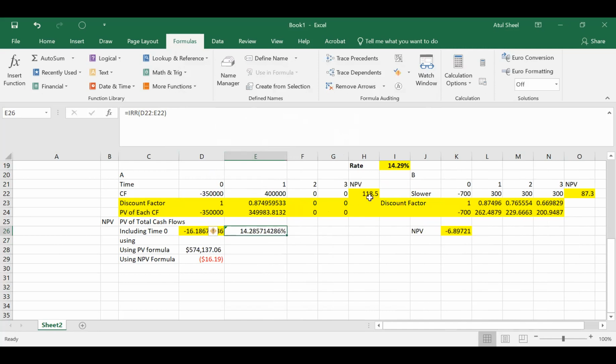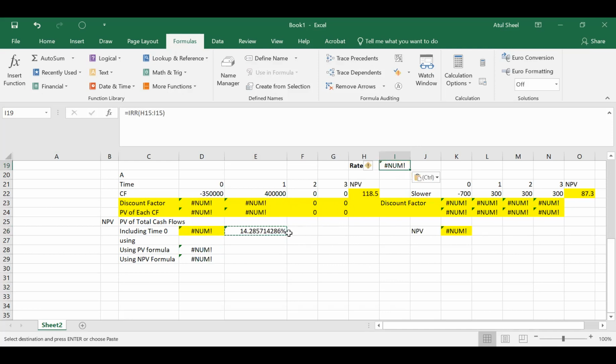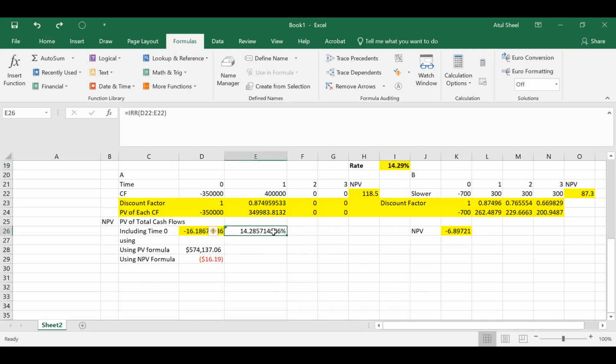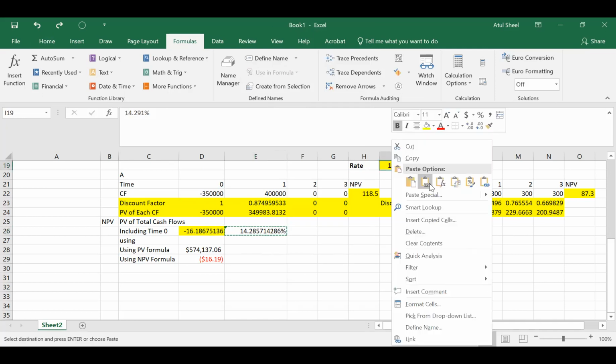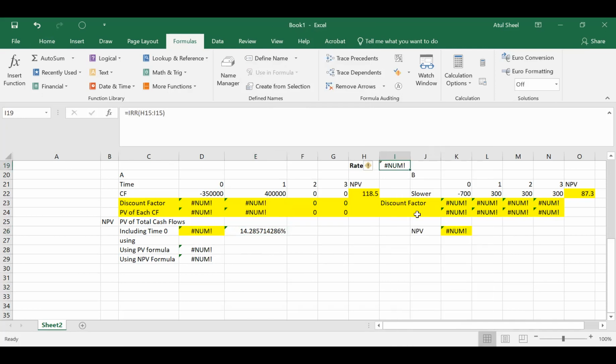See, 14.29 is a rounded number. It's 14.2857. If you do all these things, and Control C, Control V. Oh, there's a number. Sorry about that. Control copy and put the number here. 1, 2, 3. There you go.